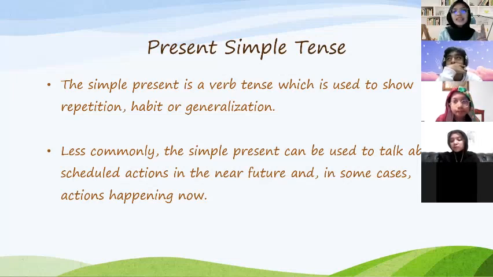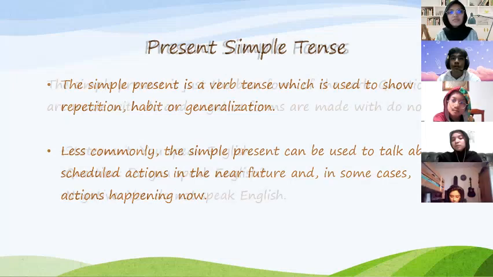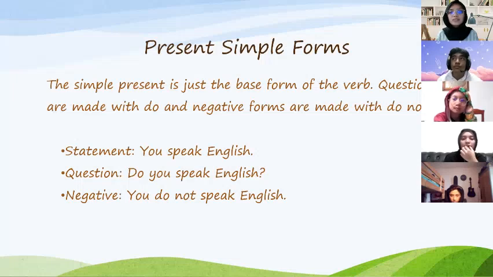So now that you've seen the short video, I'll be explaining it a little bit deeper so you guys can understand better. So as you all know, present simple tense is a verb tense that is used to show repetition, habit, or generalization. But it is less commonly known that the simple present can be used to talk about scheduled actions in the near future, and also in some cases, actions that are happening now. So, this is what I call present simple forms.